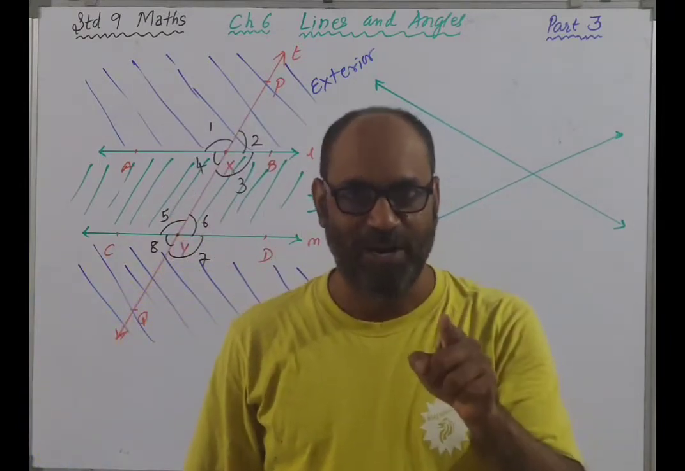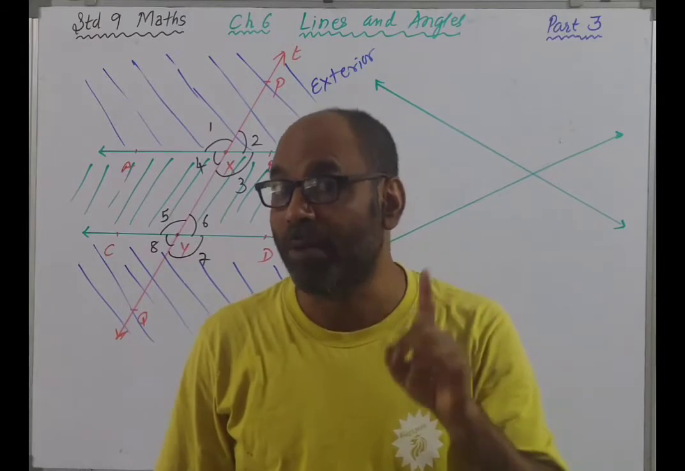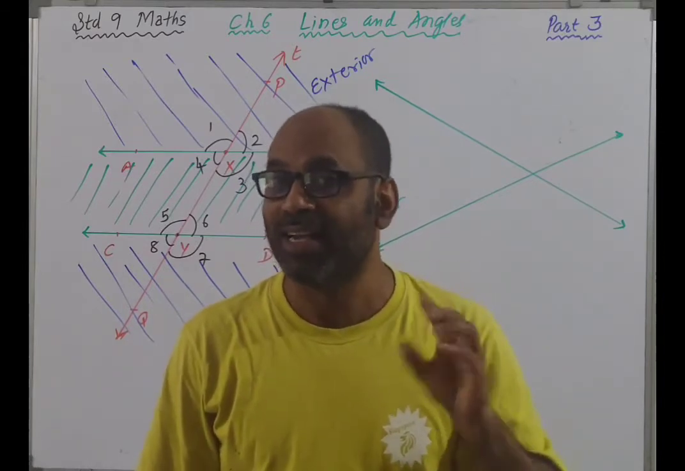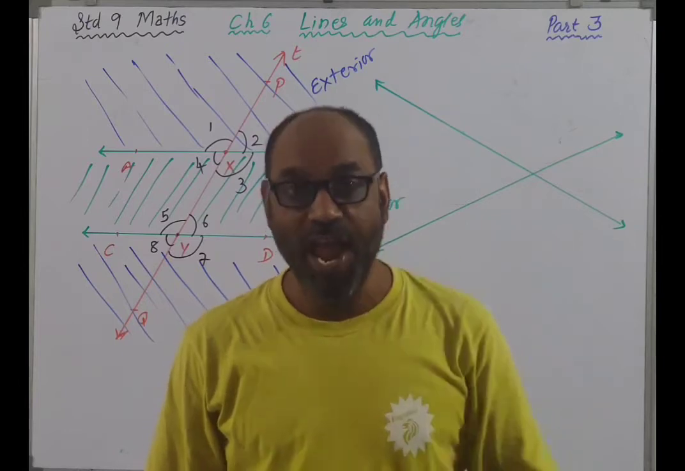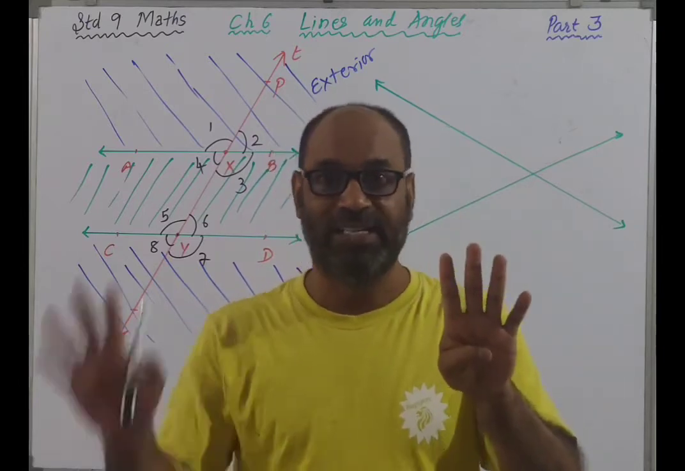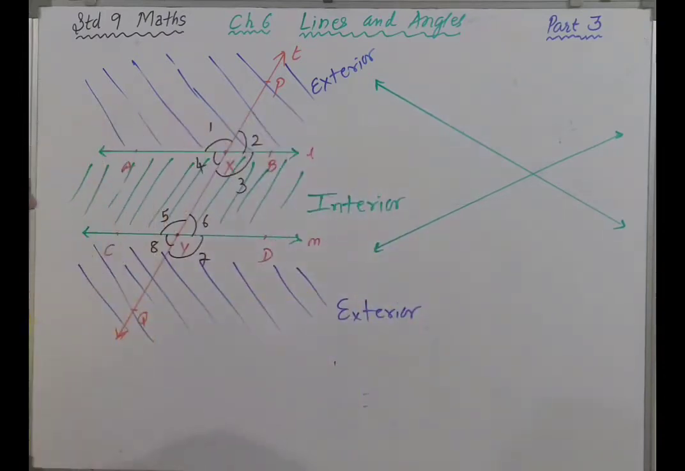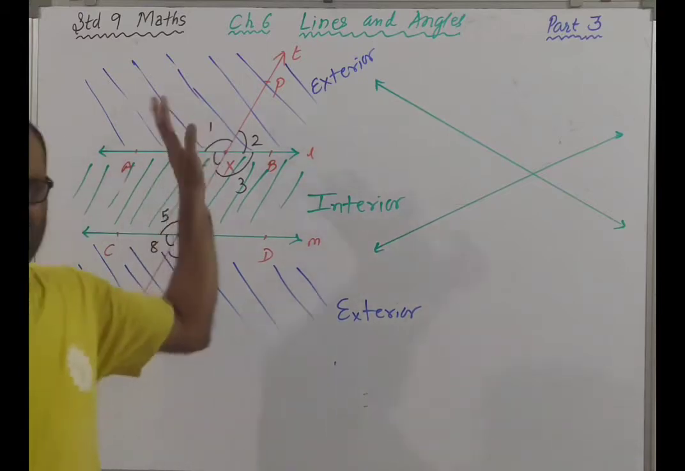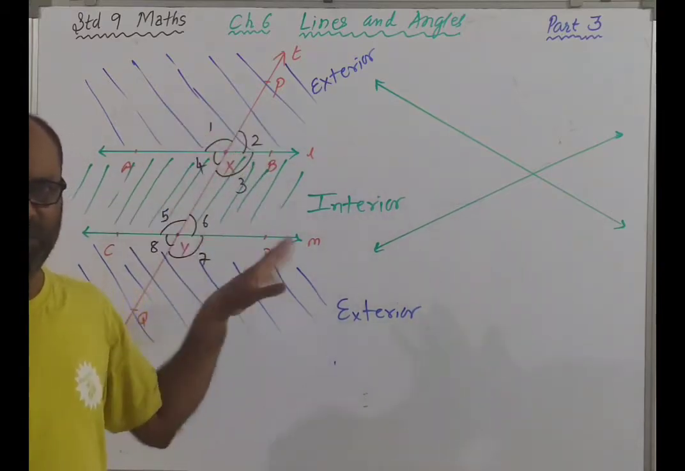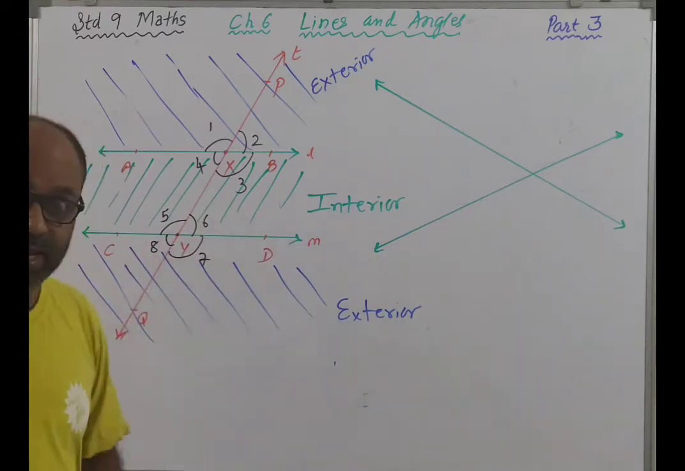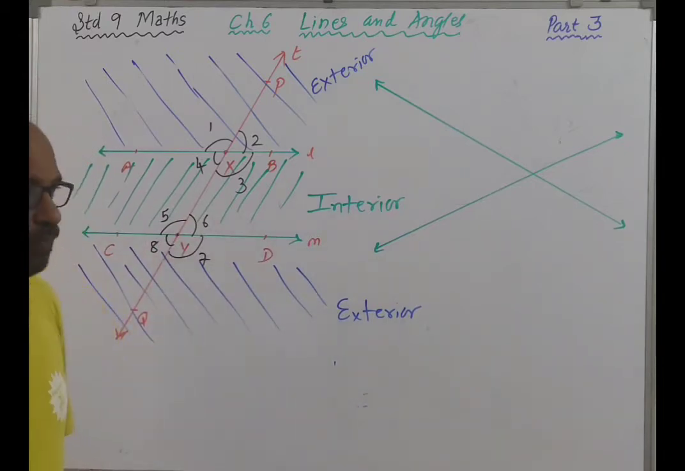Are you getting my point? I'm talking about angles, not pairs of angles. Totally how many angles are formed? 8. 4 at one point of intersection, 4 at the other point of intersection. So totally 8 angles are formed. Yes, I have given the numbers: angle 1, angle 2, angle 3, angle 4, angle 5, angle 6, angle 7, up till angle 8. Correct? Okay.